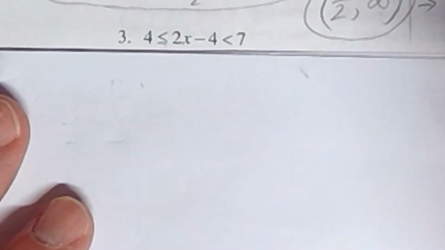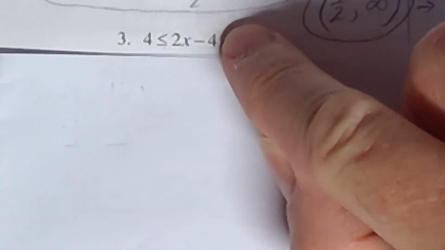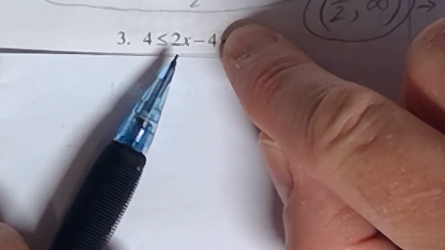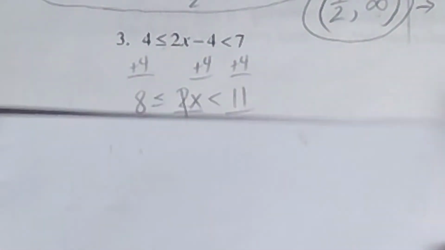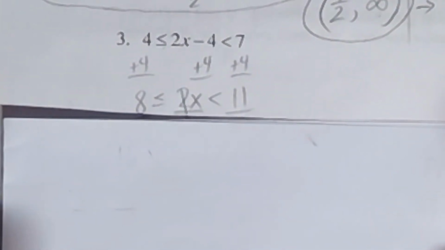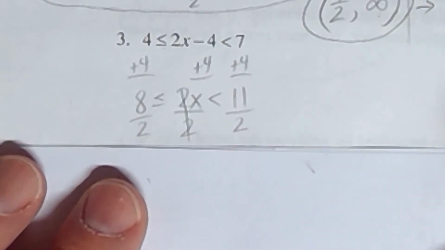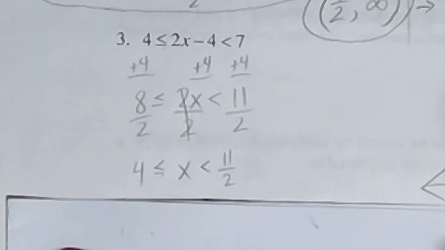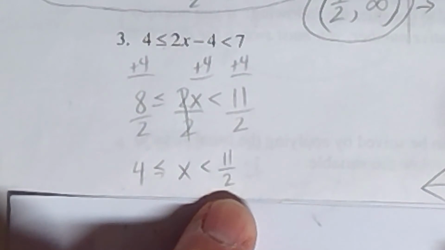Okay, number 3. Again, pretend like the 7's not there if that helps you see what the steps are. If that was the case, then you would add the 4 over with the other 4 and then divide by 2. You do those same steps with all 3 here. Add the 4 first. You get 8, 2x, and 11. You then divide by 2, but since you're dividing by a positive, you do not flip the alligators at all. And we end up with 4 less than or equal to x less than 11 halves.